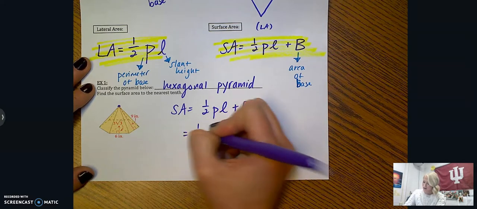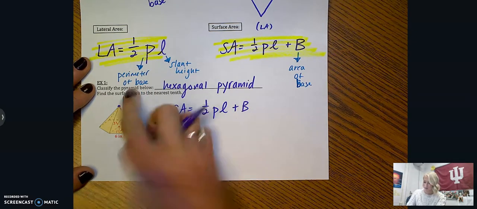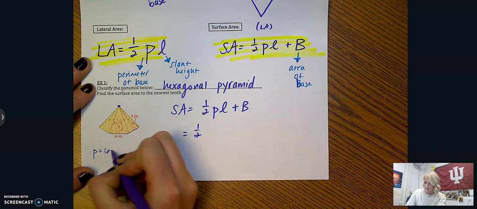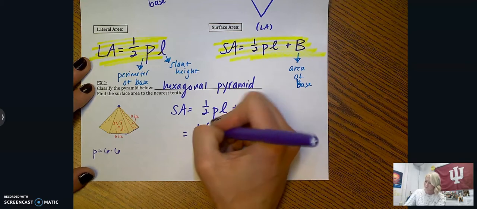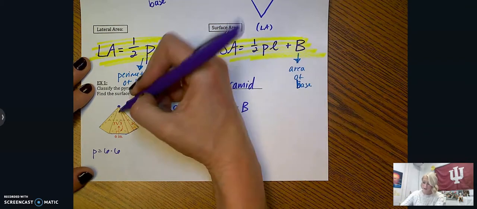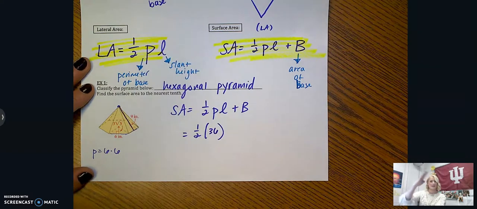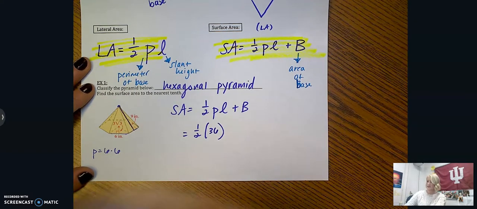So half times, okay, P is the perimeter of the base, so the perimeter of the bottom. Each side is 6, there's 6 sides. You also have the slant height. See that there? That's what 9 is. That's the slanted height, not the true height, slanted.